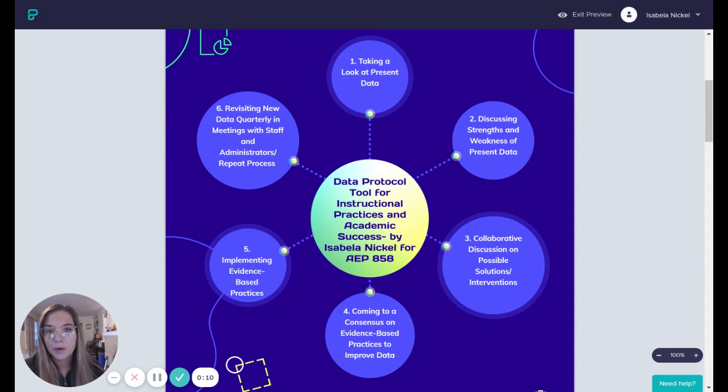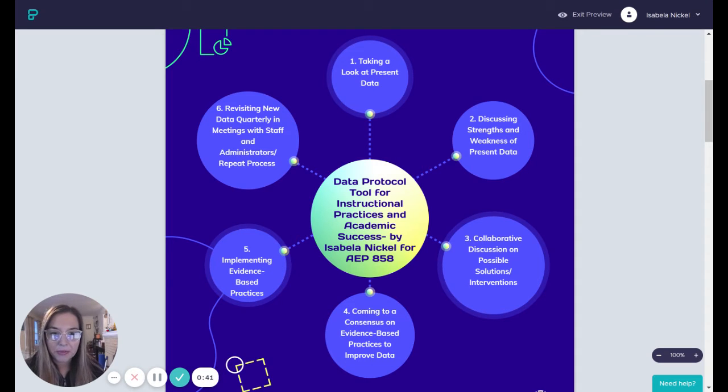All right, so for step one, taking a look at present data. So we would take a look at the data that we have at hand. And then step two would be discussing strengths and weaknesses of present data. So, for example, in my district, it would be FastBridge data and taking a look at what students are in the high risk category, the low risk category, college pathway, tier one, tier two, and tier three level instruction.